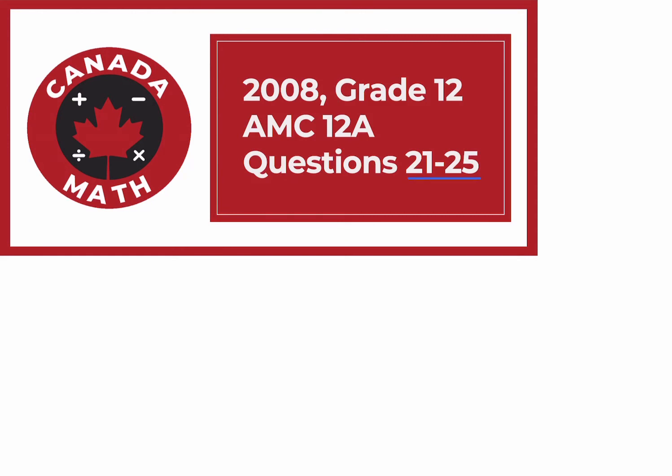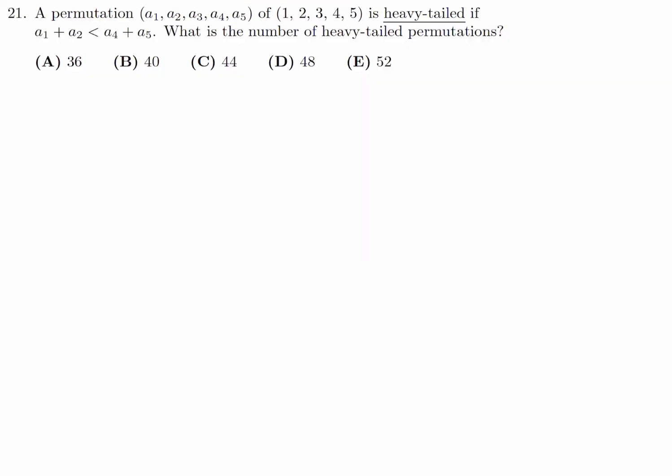Questions 21 through 25 on the 2008 grade 12 AMC 12A. A permutation A1 through A5 of 1, 2, 3, 4, 5 is heavy-tailed if A1 plus A2 is less than A4 plus A5. What is the number of heavy-tailed permutations? What we need to do in this question is figure out a scenario in which this is true in a permutation of those 5 numbers.